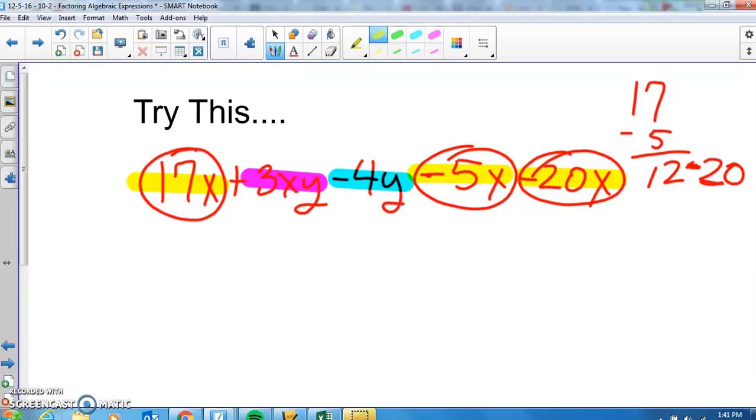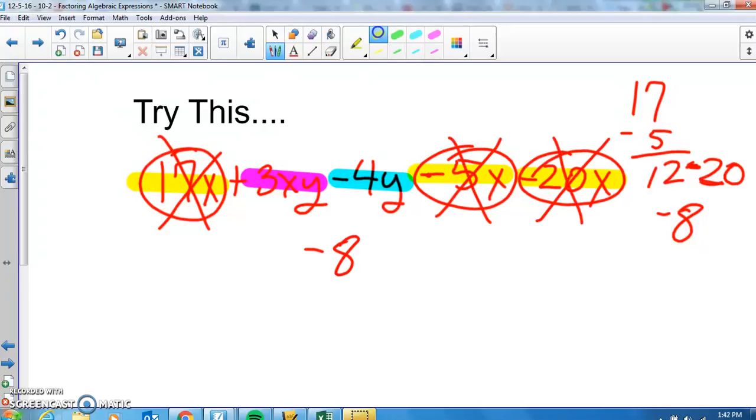12 minus 20, you're combining the terms with different signs. That 12 is positive, that 20 has a minus sign in front of it, so those are different signs, so I subtract. 20 minus 12 is 8, take the sign of the bigger number, which gives us a negative 8. So when I combine them, they give you negative 8x.